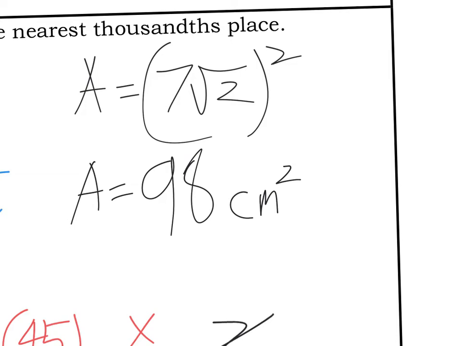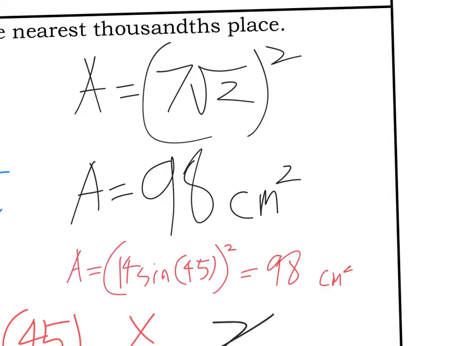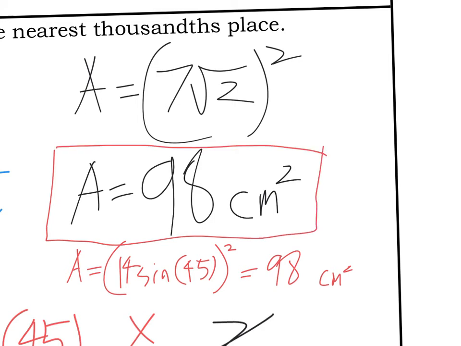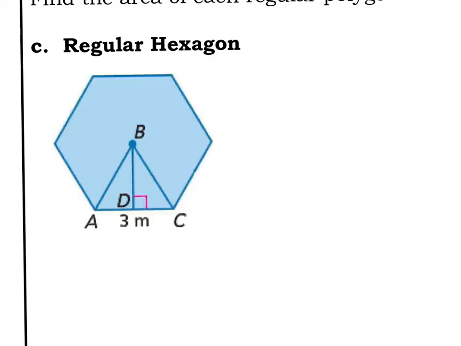which is the same exact thing as if you were to say area equals 14 sine 45 and then squaring that. You'd get 98 both times. So that's the point I'm trying to make here. You'll get the same answer whether you use special right triangles or trigonometry, because after all, special right triangles work because of trigonometry. So for my final example, I'm going to do the area of this regular hexagon.